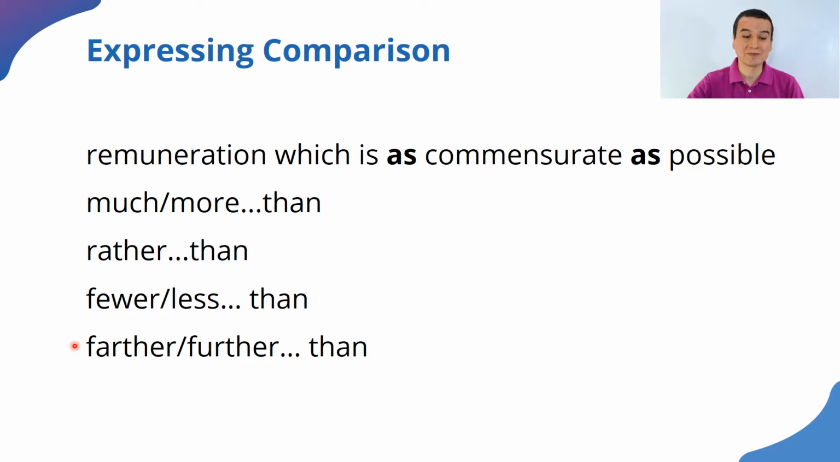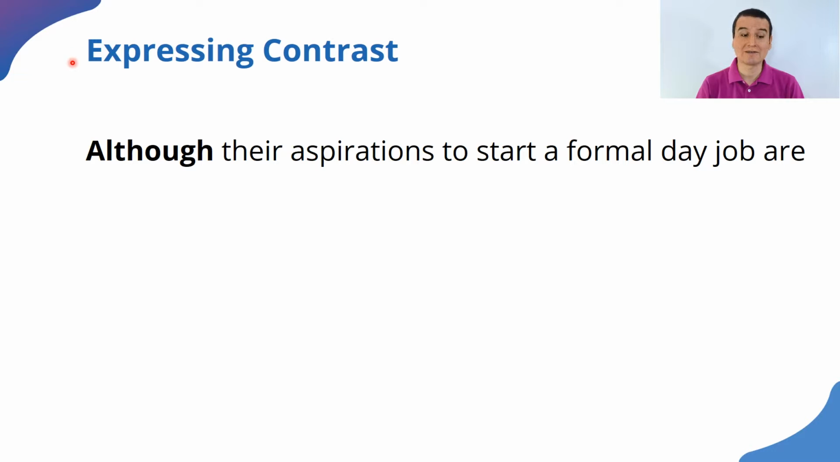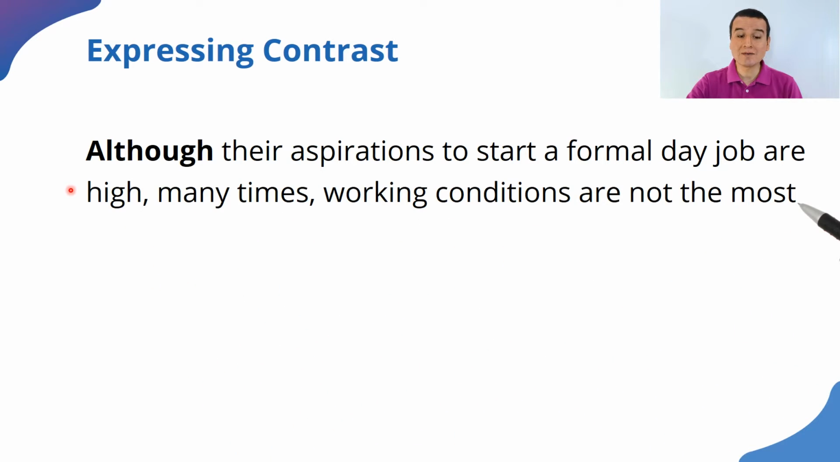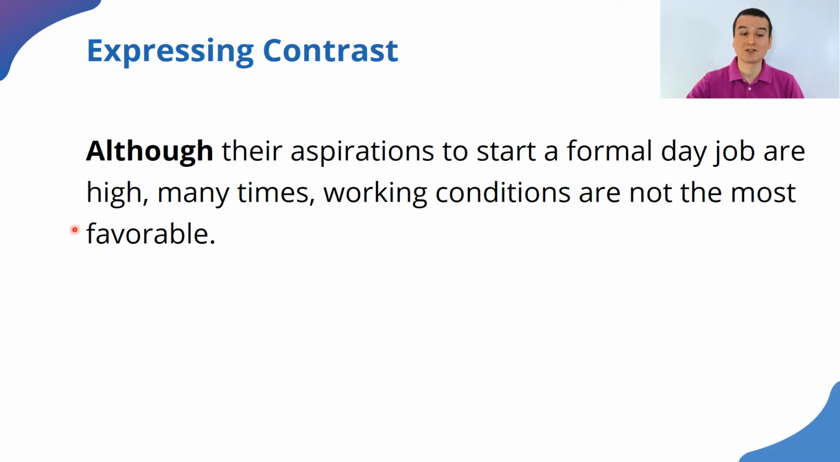All right, good. Next, we have some expressions in the text to express contrast. For example, I extracted this from the text. Although their aspirations to start a formal day job are high, many times working conditions are not the most favorable. So we have some contrast here. The aspirations of young people to start a formal day job are good, but the working conditions are not good. So there is contrast there.